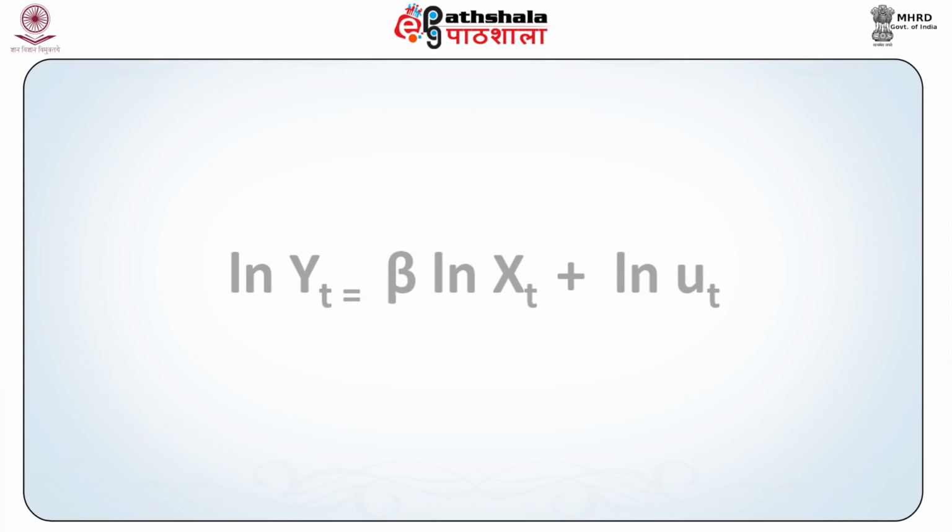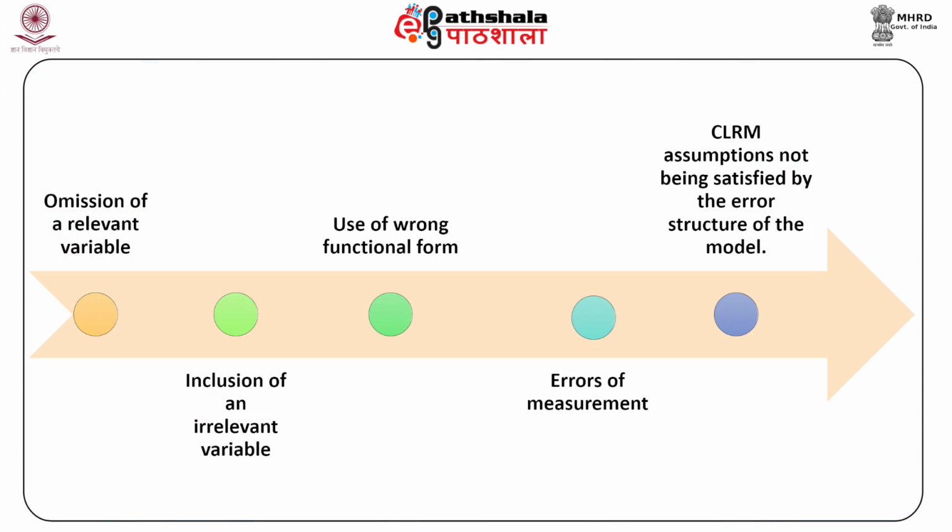To sum up, the different types of errors that can be encountered in empirical investigation of a hypothesis are: 1. Omission of a relevant variable, 2. Inclusion of an irrelevant variable, 3. Use of wrong functional forms, 4. Errors of measurement, 5. Classical linear regression model assumptions not being satisfied by the error structure of the model. However, when we begin this estimation, we have a theoretical hypothesis to start with, based on which we develop a model.